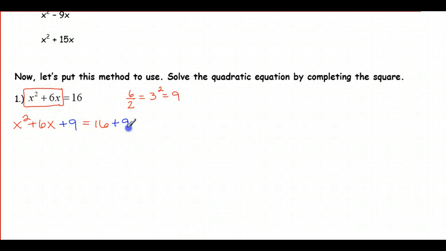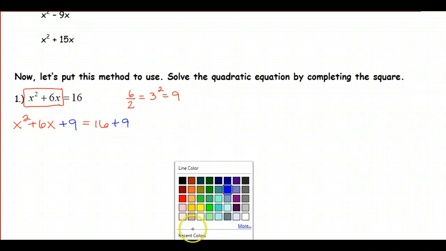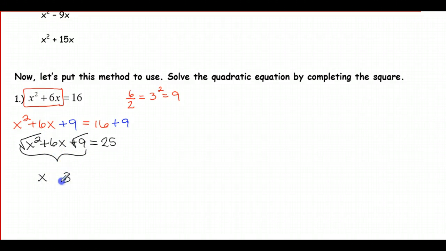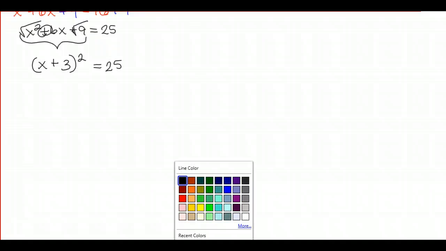So now that I have added 9 to both sides of my equation, I can simplify this expression. So I have x squared plus 6x plus 9, and I'm simplifying 16 plus 9 to get 25. The next thing we're going to do is factor our PST. Here, remember, square root the first term, we get x. Square root the last term, we get 3. This is a plus, so we have a plus in between our parentheses squared, equal to 25.